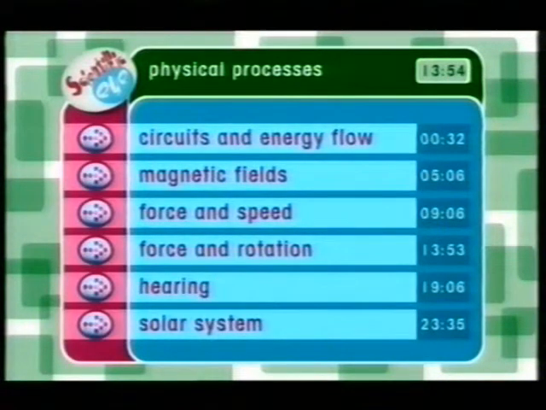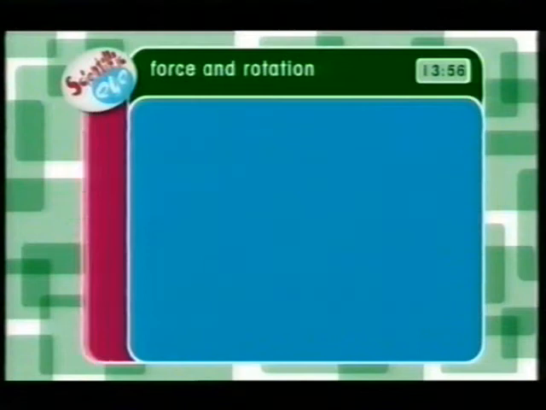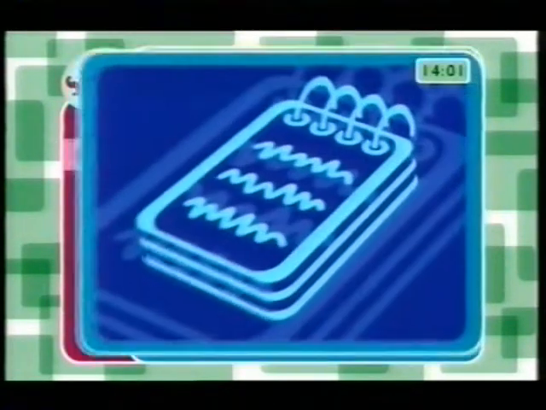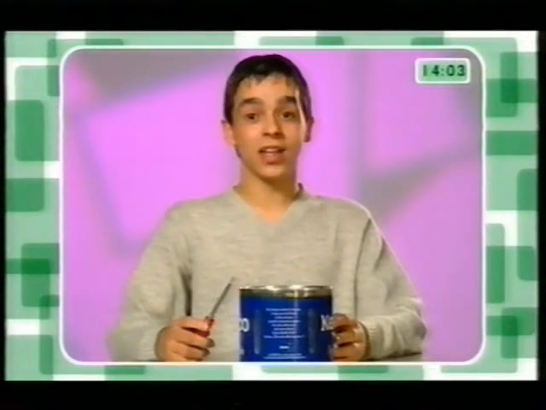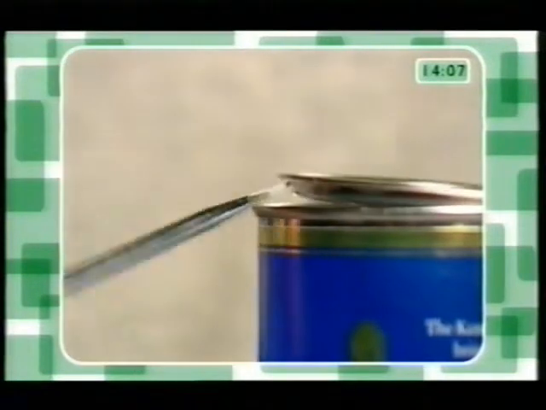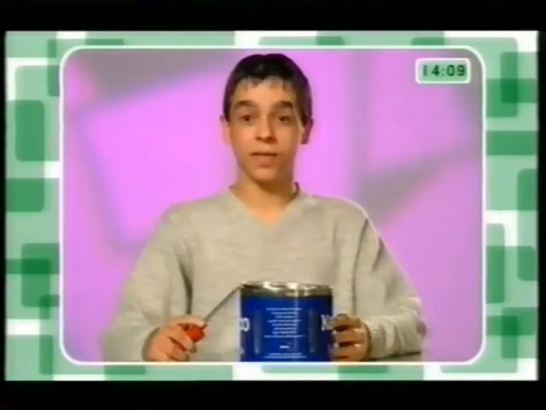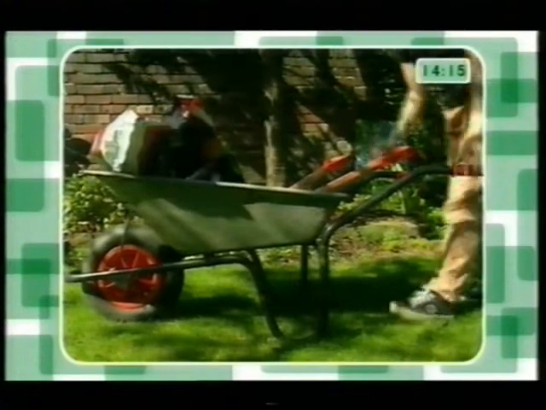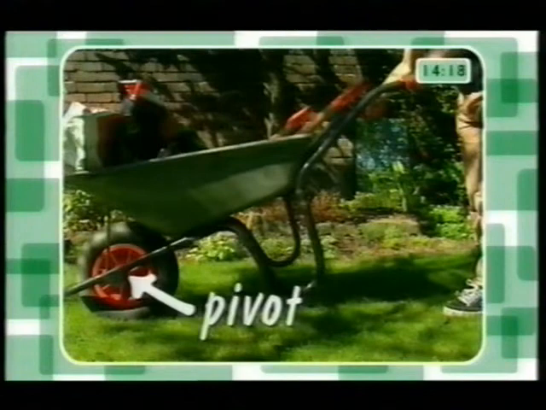This next section revises force and rotation. Here's what you need to know. When a force acts on something which has a pivot, it creates a turning effect. Levers have pivots. A pivot is a fixed point about which the lever moves. On a wheelbarrow, the pivot is at the centre of the wheel.